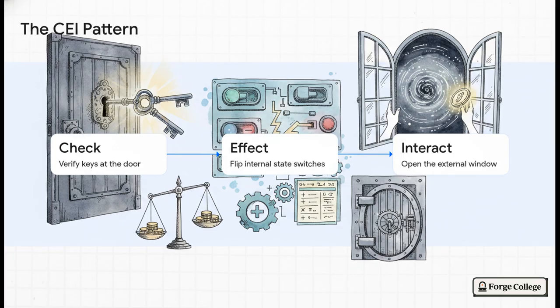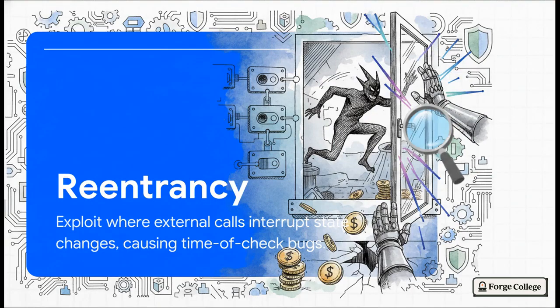Listen closely on this one. You must never, ever interact with the outside world before your internal state is completely 100% settled. Because if you mess up that order, you're rolling out the red carpet for reentrancy. This is an exploit where an external call interrupts your state changes, which allows for repeated actions.